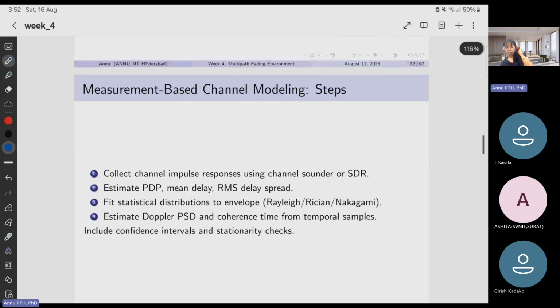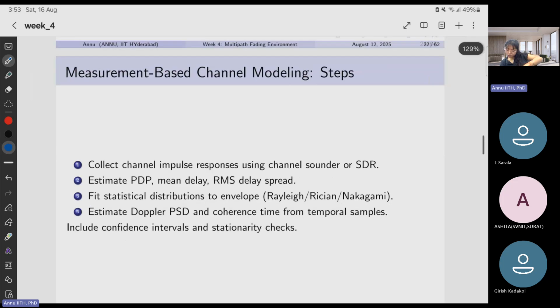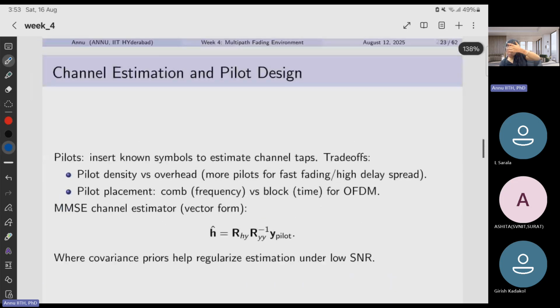Measurement based channel modeling steps: collect channel impulse response using channel sounder or SDR, estimate PDP, mean delay, fit statistical distributions to envelope, estimate Doppler spread. Channel estimation and pilot design: pilots insert known symbols to estimate channel taps. Trade-offs are pilot density versus overhead, more pilots for fast fading and high delay spread, and pilot placement.